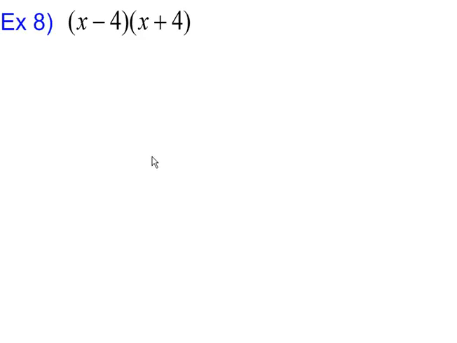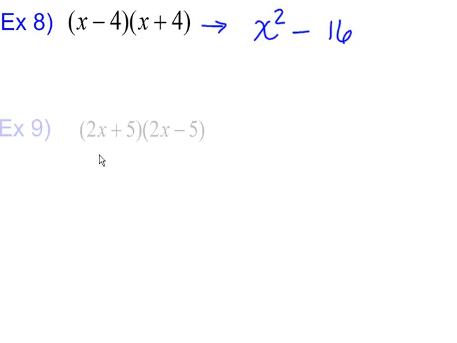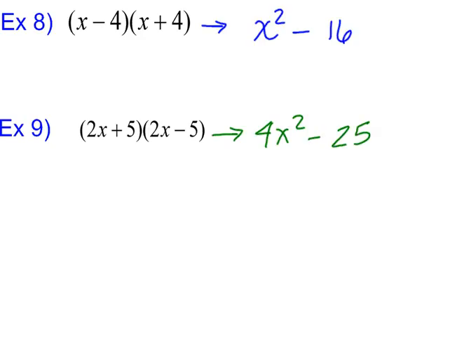Here I have x minus 4 times x plus 4. If I follow that pattern, I know I can take the first term and square it, which is x squared. 4 times 4 is 16. Drop a minus sign between it. Take a look at another one here. Again, follow the pattern. They're identical binomials, except one is adding and one is subtracting. And you notice it doesn't matter the order they come in, which is first, which is adding, which is subtracting. It just matters that they're identical in terms in their spots. So 2x times 2x is 4x squared, and 5 times 5 is 25. And we're going to drop a minus sign between it.